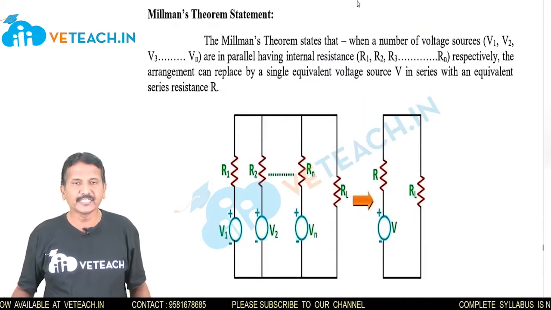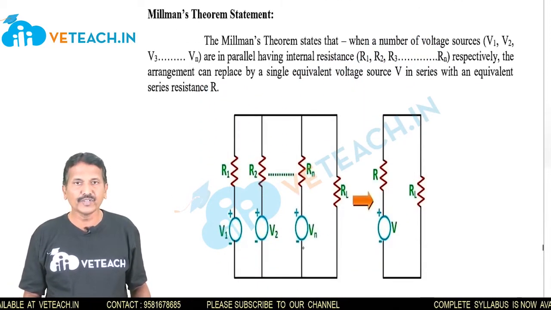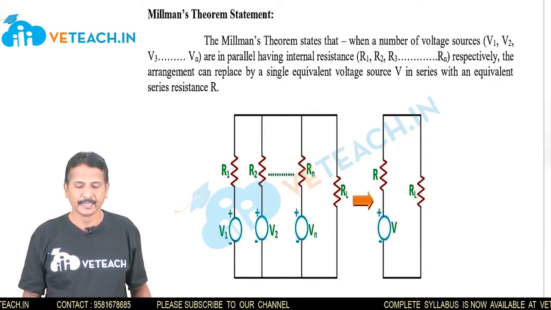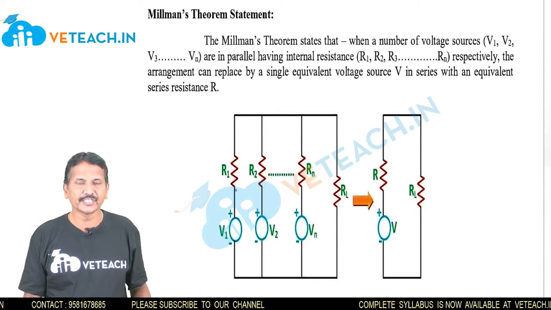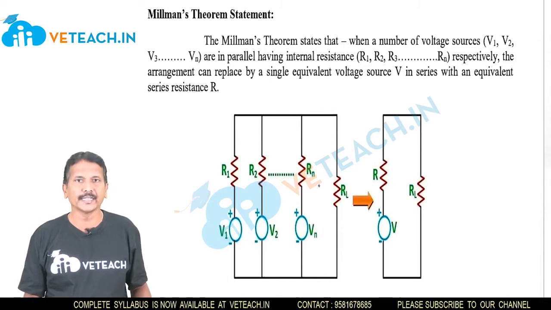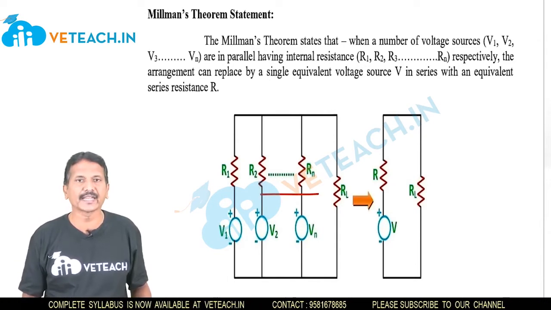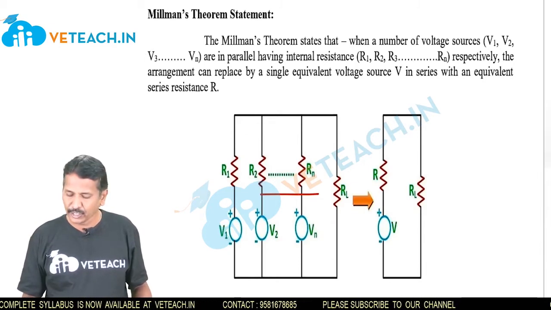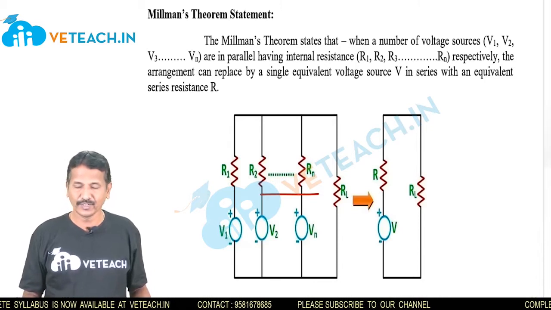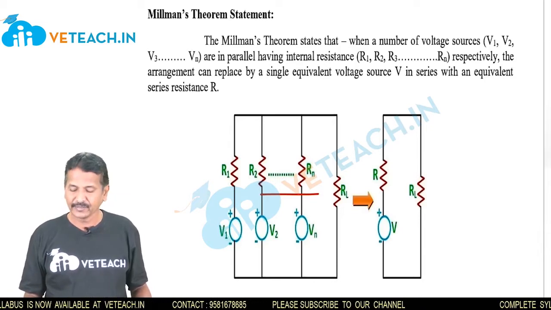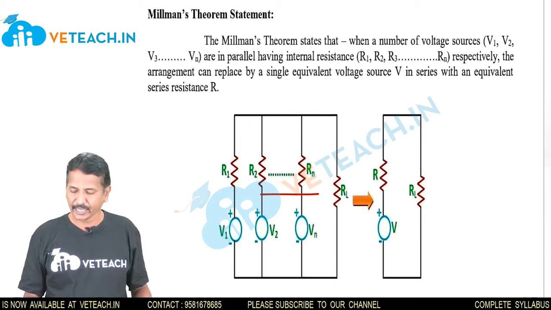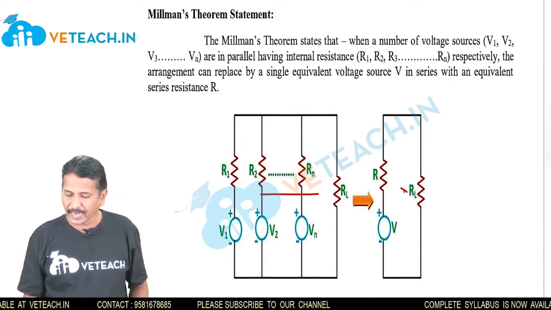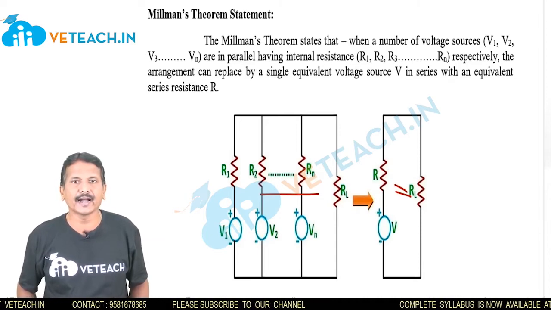Okay, in Millman's theorem what happens here? V1, V2, V3 up to Vn are the voltage generators in series with the resistances R1, R2, R3. These are in parallel connection. So instead of all these resistances, make it into one equivalent circuit diagram, that is V in series with R across the load resistance RL. R and RL are in parallel.